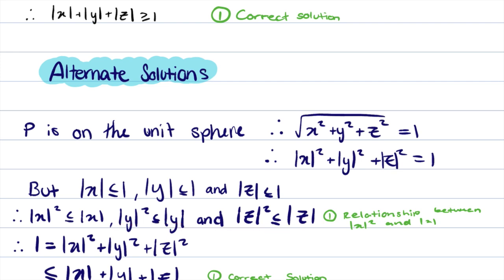We know from above that the sum of each of our terms' magnitudes squared is equal to 1. If our magnitudes are greater than each of these terms, then if we replace the magnitude of x squared with the magnitude of x, and respectively for each of the other terms, this expression will be greater. Therefore, the magnitude of x plus the magnitude of y plus the magnitude of z is greater than or equal to 1. This is where we gain our second mark for the correct solution.